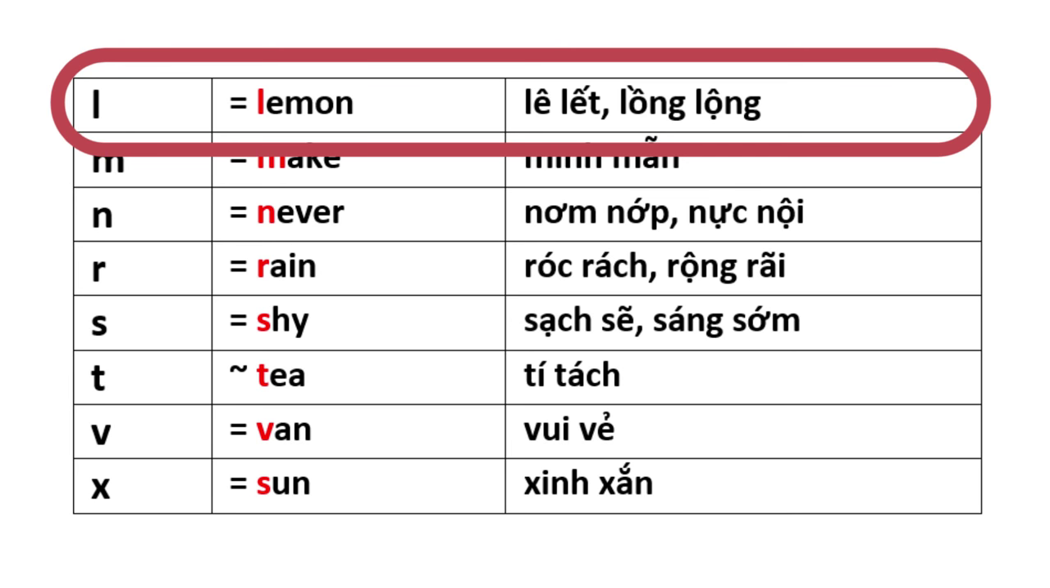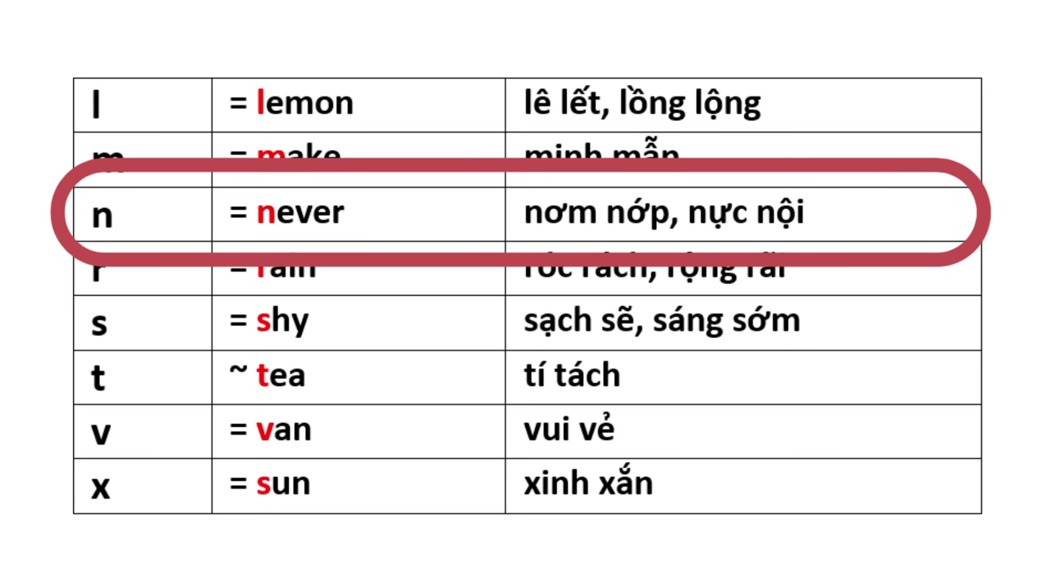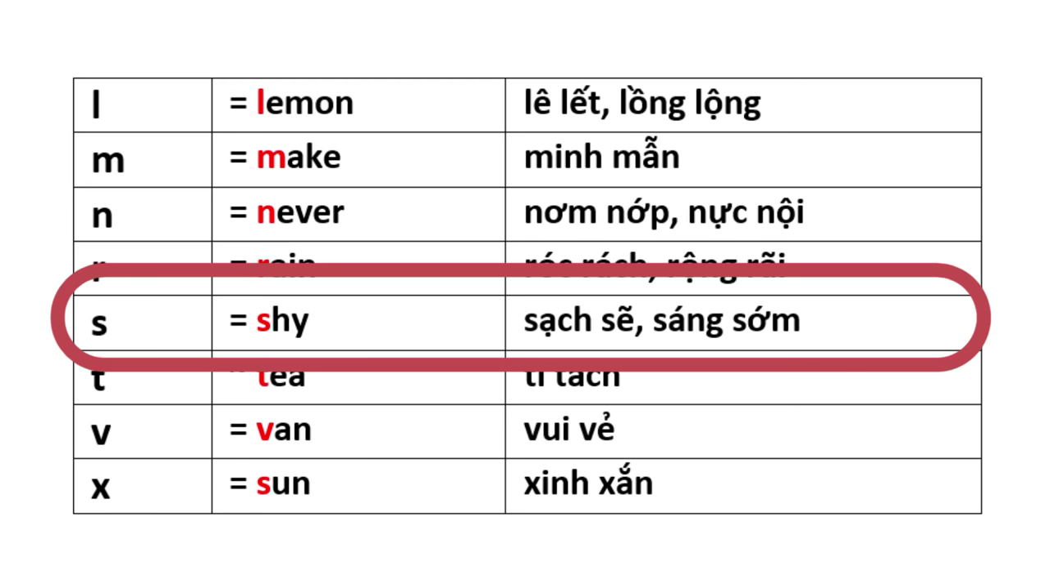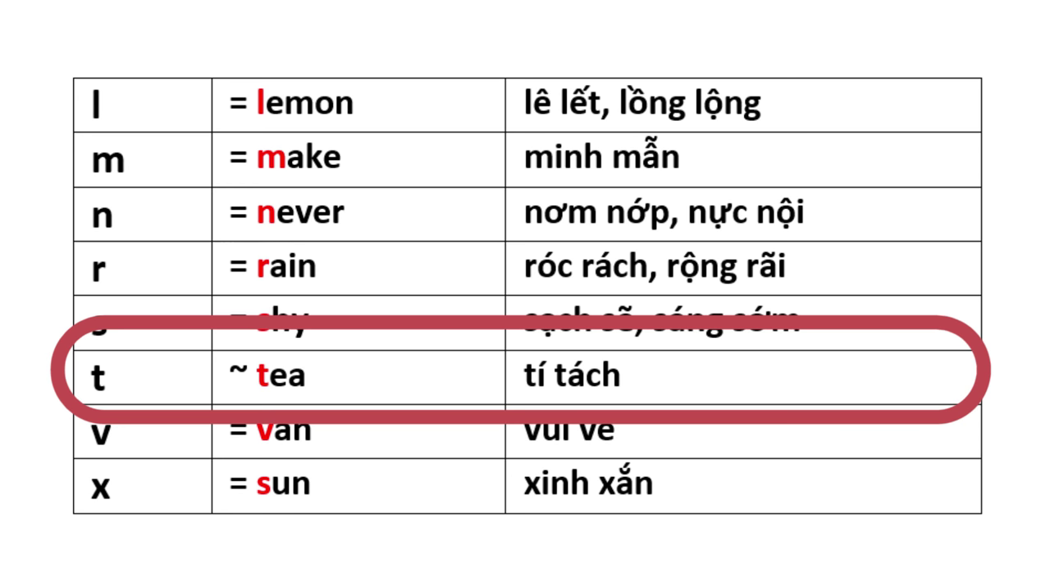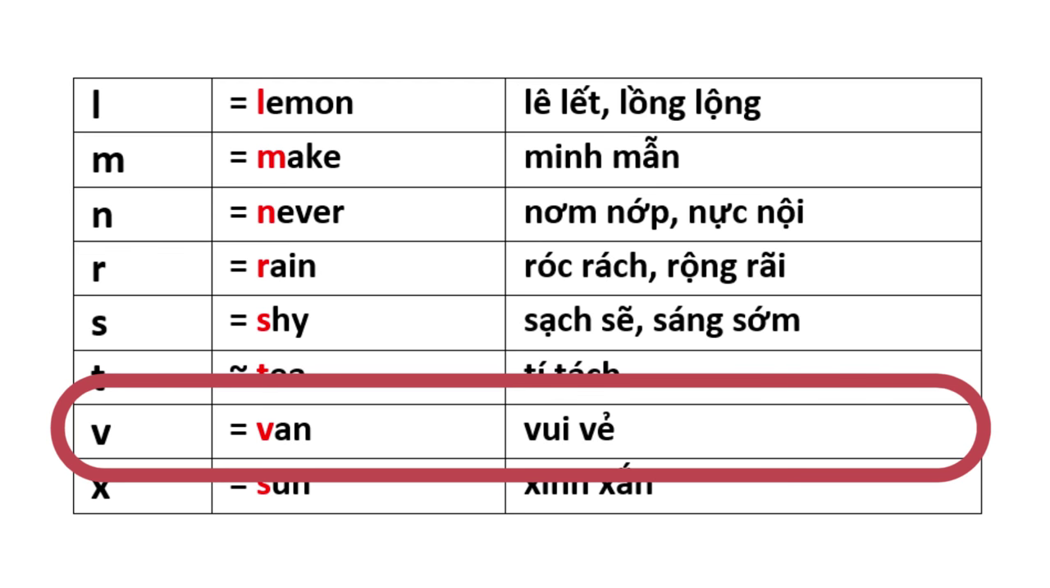Lồng lộng. Mờ, minh mẫn. Nờ, nơm nớp, nực nổi. Rờ, róc rách, rộng rãi. Sờ, sạch sẽ, sáng sớm. Tờ, tí tách. Vờ, vui vẻ.